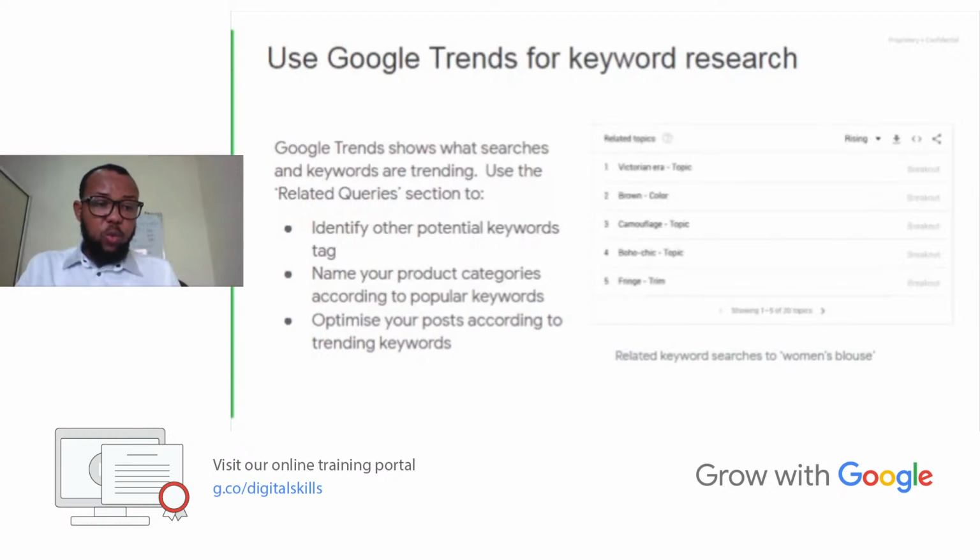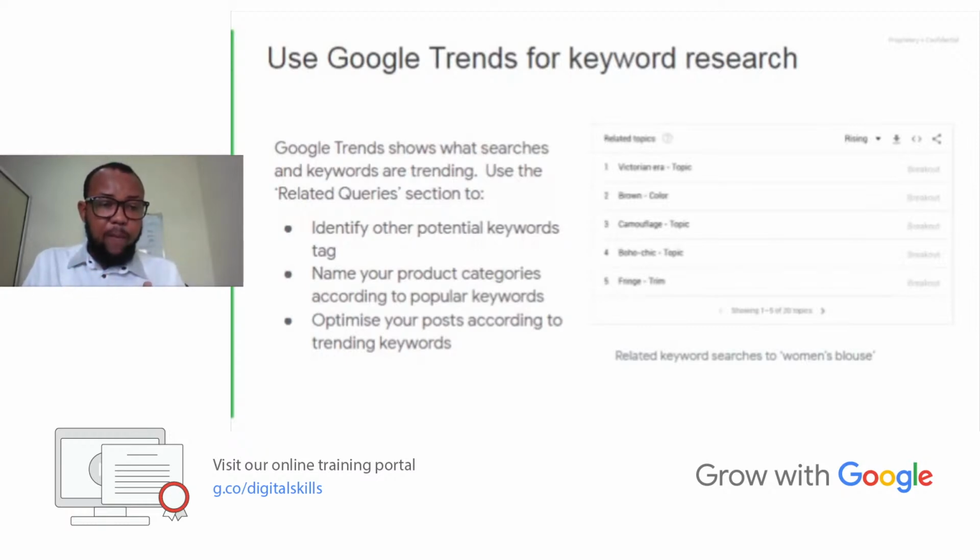Google Trends shows which searches and keywords are trending. Now with Google Trends, you know the keywords that are trending, what keywords people are using to do searches. So Google Trends shows you which searches and keywords are trending. So with Google Trends, you know the keywords people are searching with. And with this, it helps you to identify other potential keywords.